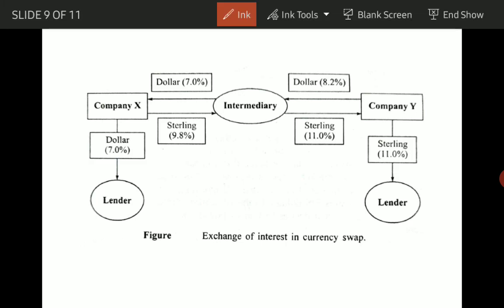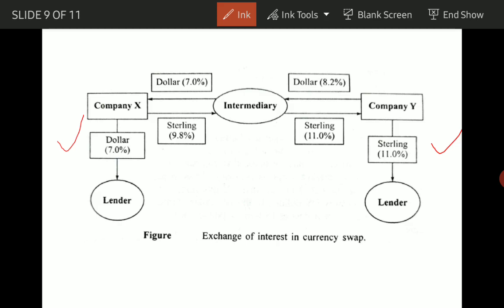So here, company X has taken a dollar loan from the lender at 7%. Now imagine there is an intermediary between company X and Y that has made a swap agreement. So company X will agree to pay the loan of company Y, that is the sterling loan that has been taken by company Y from the lender, and company Y will pay off the dollar loan of company X through the intermediary.